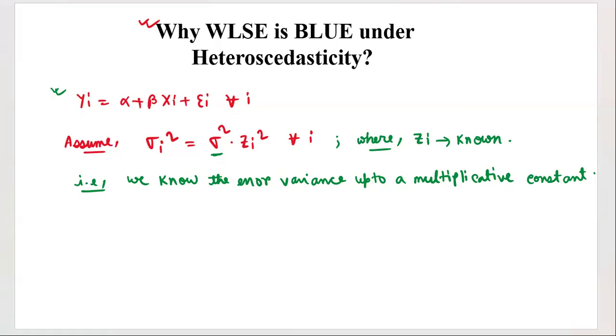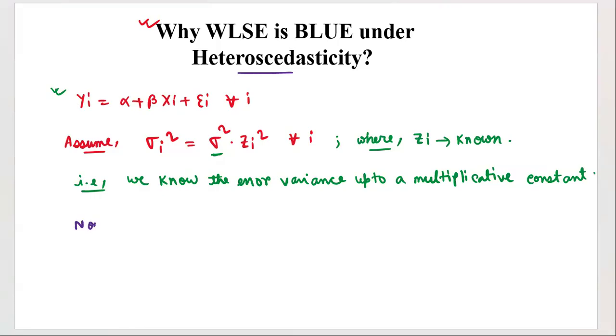Now, the question is, how do you convert this heteroscedastic model into a homoscedastic model? As I explained in the previous video, if heteroscedasticity is present, OLS will give you misleading results. So it is very necessary for you to convert this heteroscedastic model into a homoscedastic model. Now, how do you do that?